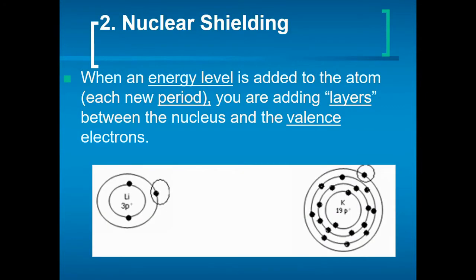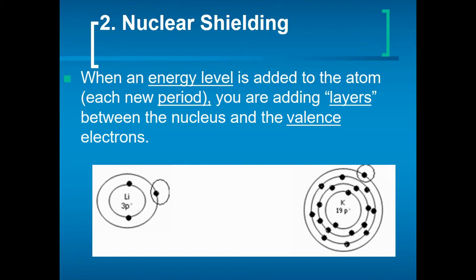The next factor you need to consider is nuclear shielding. This is more important as you go down a group, down a family, down the periodic table. When you're going down the periodic table, you are adding energy levels to an atom with each new period, with each new row. So you are adding layers between the nucleus, where your protons are, and those valence electrons, the only electrons we care about, the ones that do chemistry.